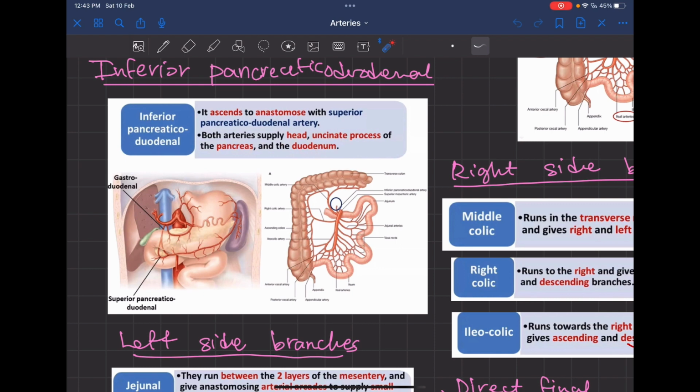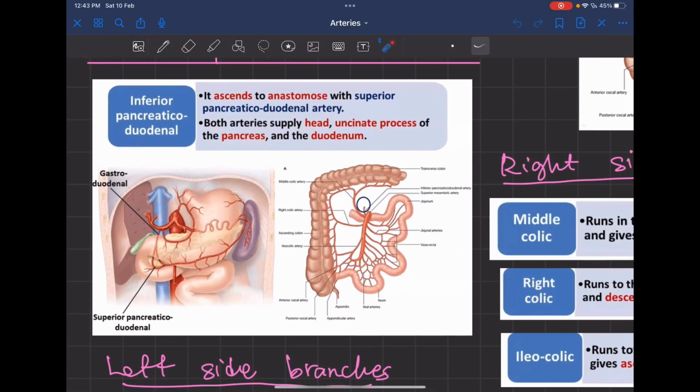And as you can see here, the inferior pancreaticoduodenal is ascending upwards to anastomose with the superior pancreaticoduodenal artery. And the superior pancreaticoduodenal artery, we mentioned earlier, is a branch of the gastroduodenal, and the gastroduodenal is a branch from the common hepatic, and the common hepatic comes off from the celiac trunk. So, to be detailed, the main things that the pancreaticoduodenal artery supplies are the head and the uncinate process of the pancreas, and the duodenum, as we mentioned.